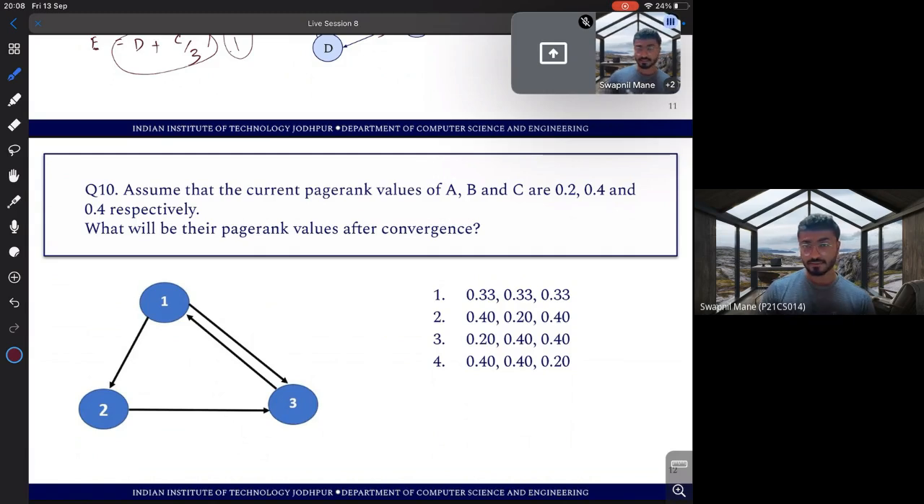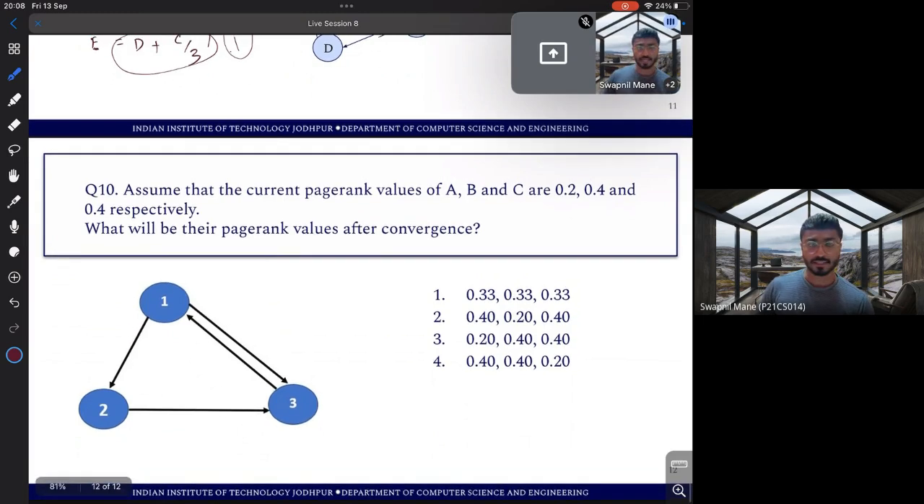It is saying that there are initial PageRank values. Initially the scores are defined for each node, and it is giving 0.2, a lower PageRank value, to node 1, and likewise the values are assigned. A convergence value means what you get after some updates have been done. So we have to do this in Excel as well.